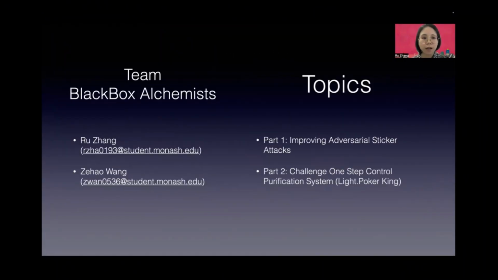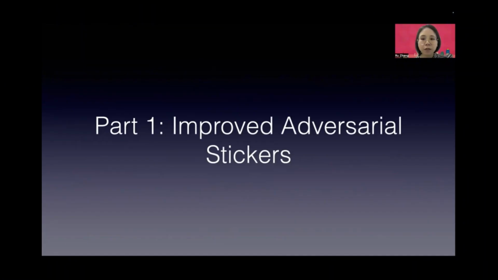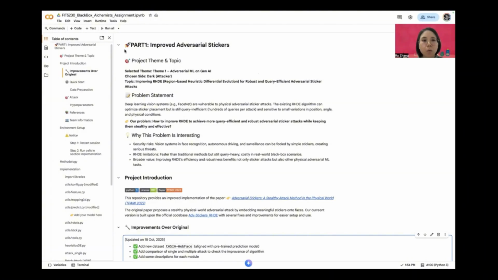Our team, BlackBox Alchemists, is a two-member team, Yu and Zehao. The topics we selected include two parts. The first part is to improve adversarial sticker attacks. And part two is to challenge the one-step control purification system, which is defined by Light Poker King. Let's start with part one, improved adversarial stickers.